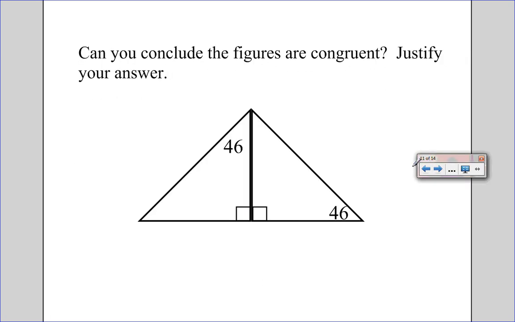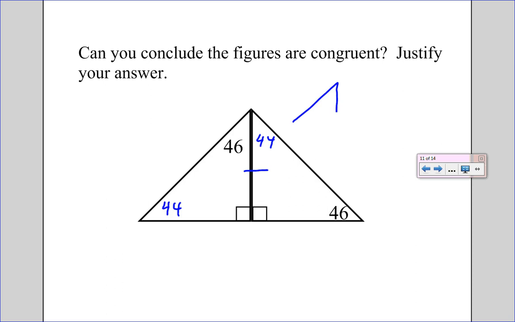So, can we conclude that figures are congruent? Well, let's look at it. We know a triangle has to add to 180, so the missing angle here would be 44 and 44. So it looks like I have three angles that are congruent, but I only have one pair of sides that will be congruent, and those actually don't even match up. I don't know anything about the other angles.